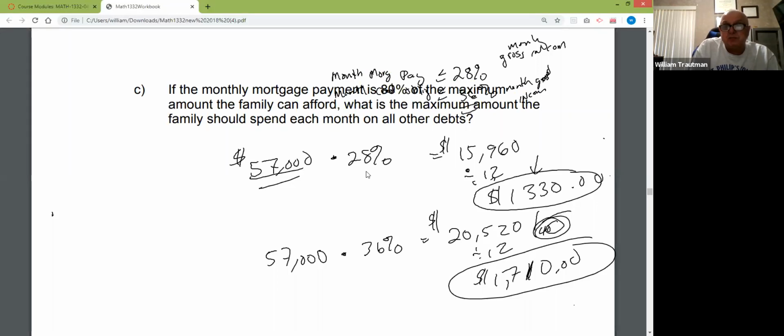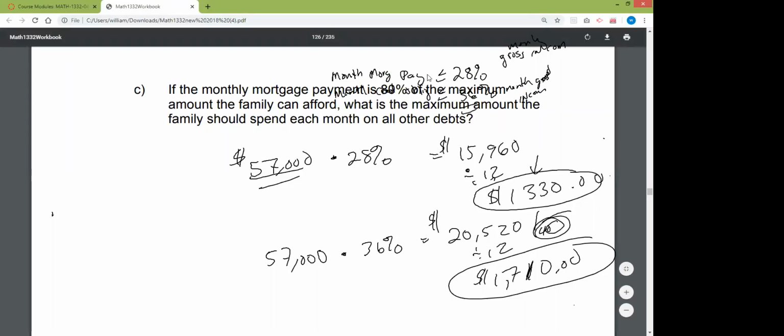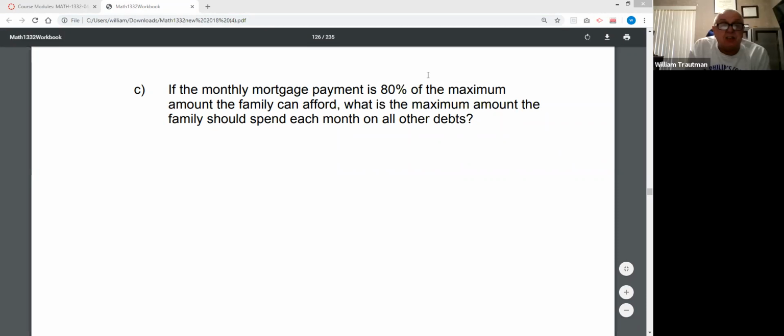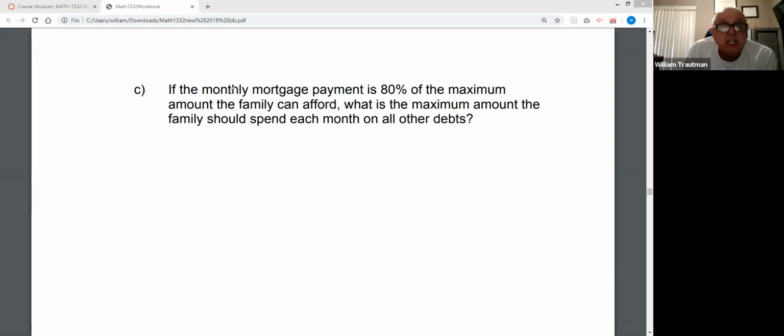Okay, so I multiplied 57,000 times 80%, which gave me 45,600. I divided that by 12, giving me 3,800. Nope, I don't think that's what they're asking. If your monthly mortgage payment is 80% of the maximum amount the family can afford, what is the maximum amount the family should spend each month on all other debts?